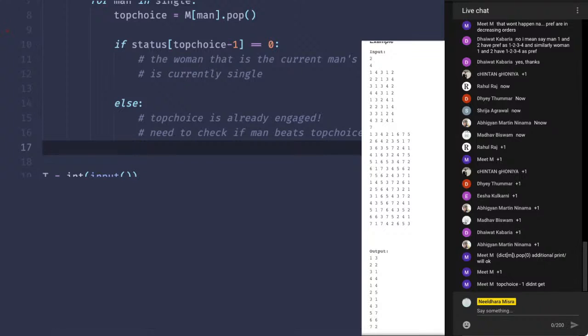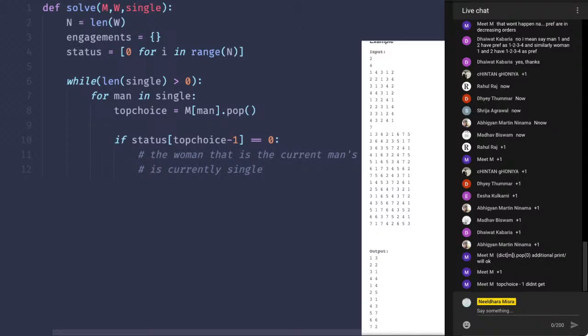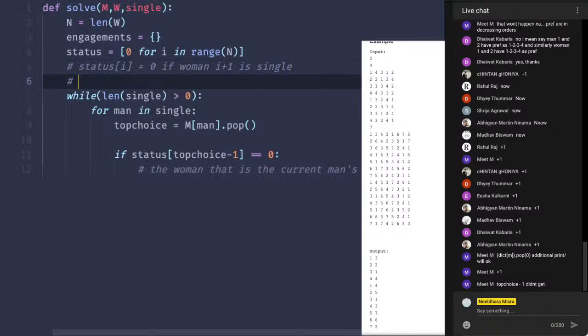What is top choice minus 1? So this is the status array. The status array maintains, so let me just say this here: status of I is equal to 0 if woman I plus 1 is single and is 1 otherwise.